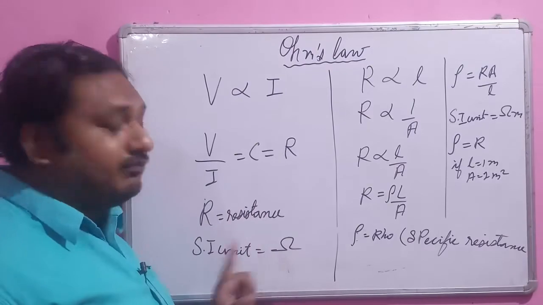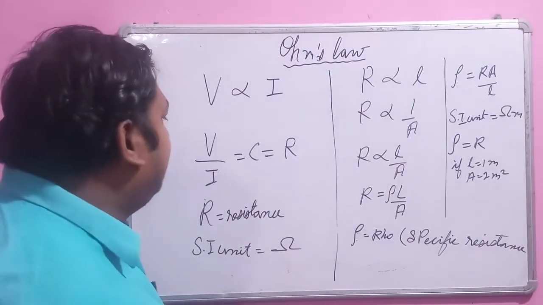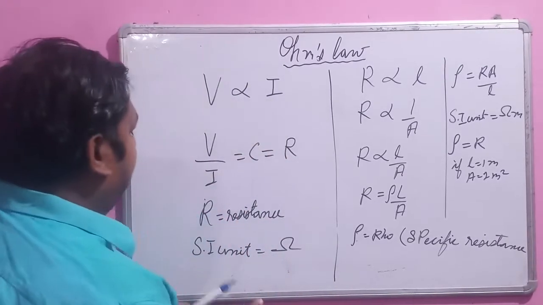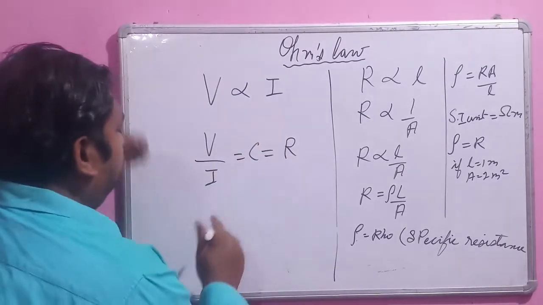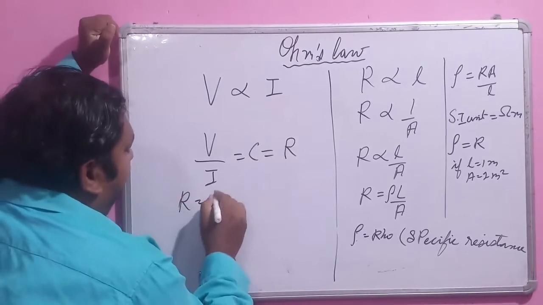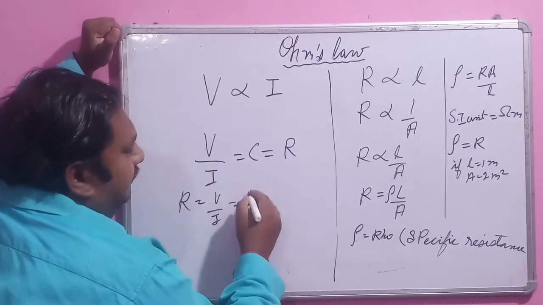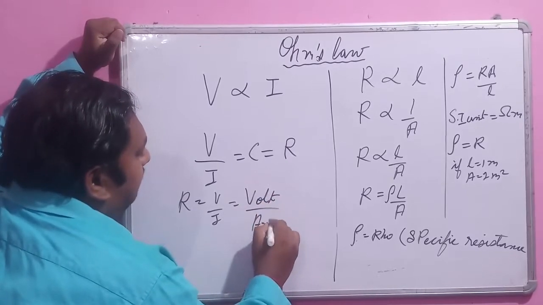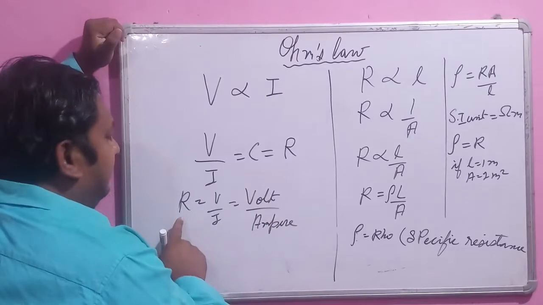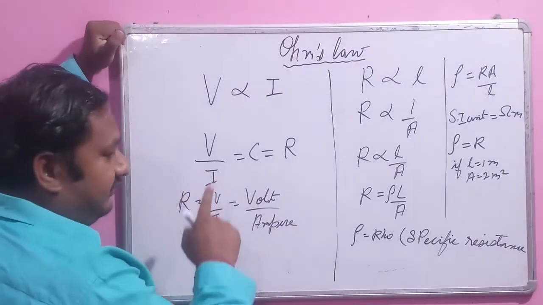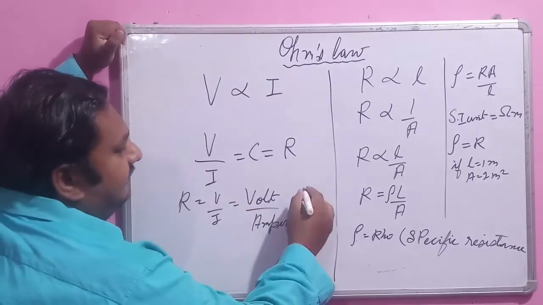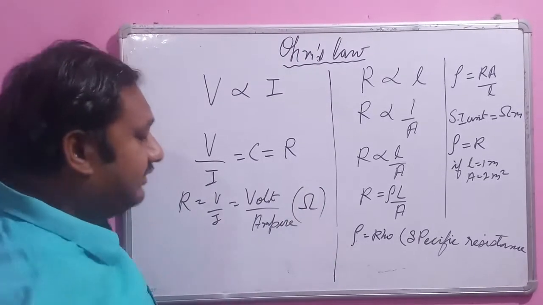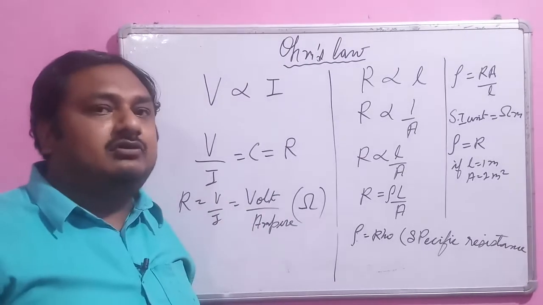It is measured in ohm. The SI unit for resistance is ohm. Now one more thing about its unit. Okay, so you know that R equals V upon I. So V, the potential difference, is measured in volt, and I is measured in ampere. So we can say the unit of resistance is also volt per ampere, and this volt per ampere is collectively known as ohm. Okay, so don't be confused. This volt per ampere is collectively known as ohm.